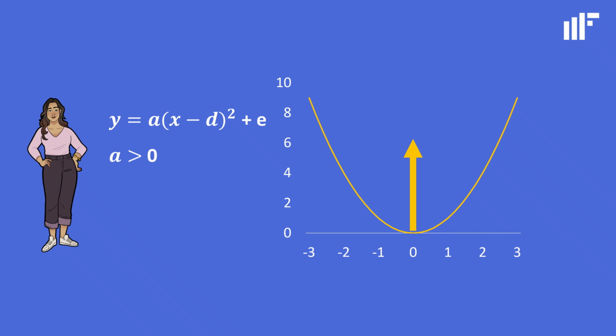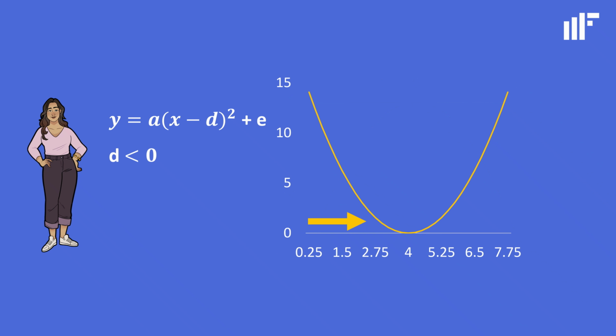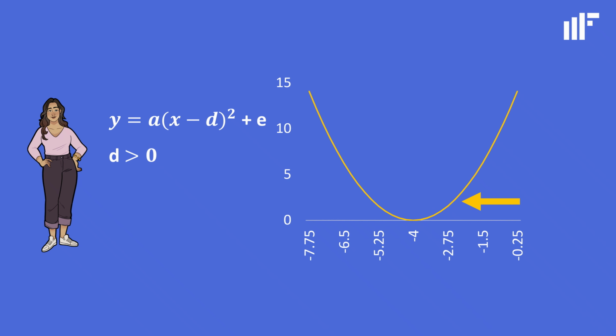What do the parameters do? If a is bigger than 0, the parabola opens upward. If a is less than 0, the parabola opens downward. The expression x minus d shifts the parabola along the x-axis. A negative d shifts the parabola to the right. A positive d shifts the parabola to the left.